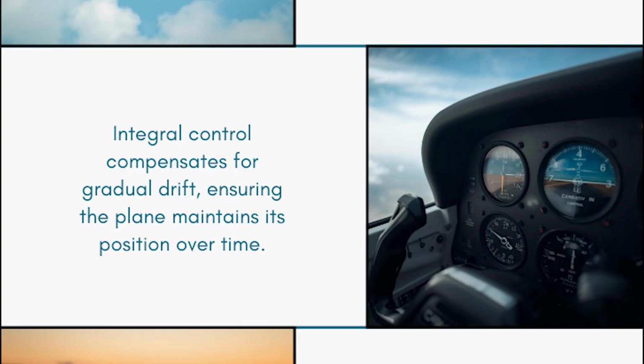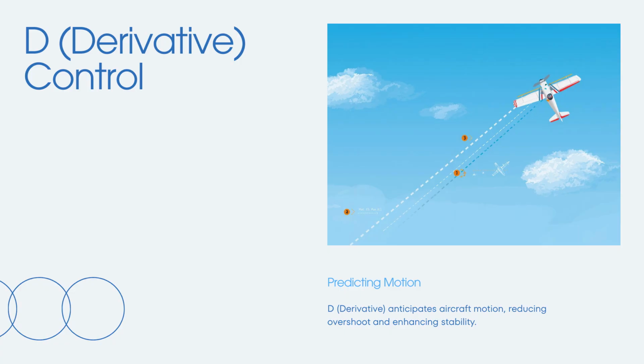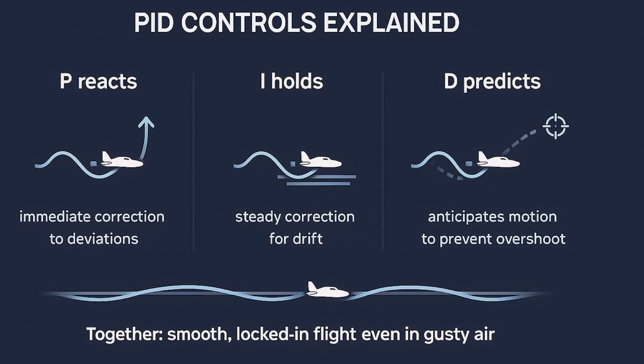Integral compensates for slow, steady drift. It helps the plane hold its position over time, like correcting for wind or imperfect trims. And derivative smooths out sudden changes. It predicts where the plane is going to move next. D keeps your plane from overshooting and shaking. It all sounds a little bit overwhelming for new pilots, but think of it a bit like this: P equals reactions, I equals the hold, and D is the prediction. Together, they let your plane fly locked in and smooth, even in gusty conditions.